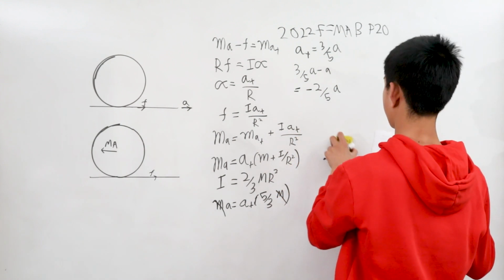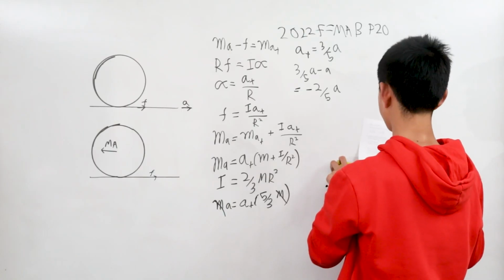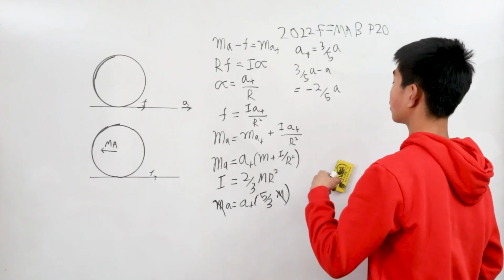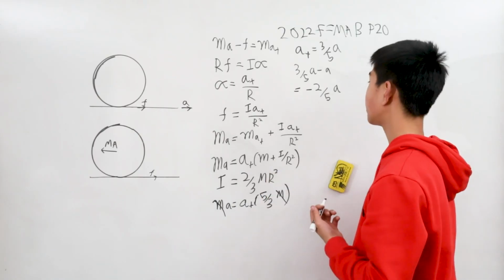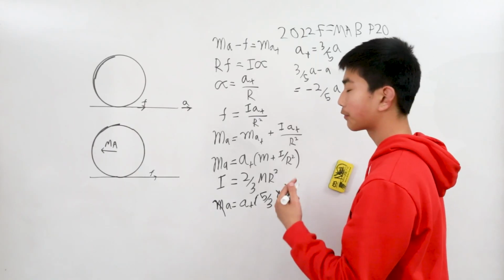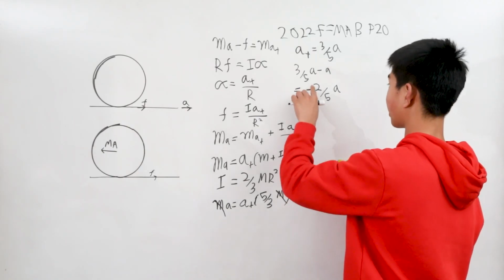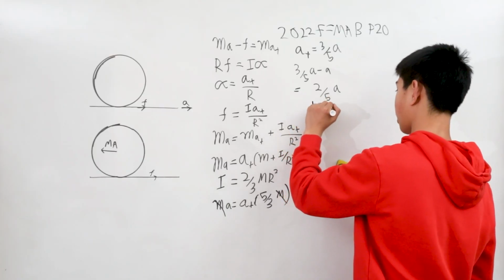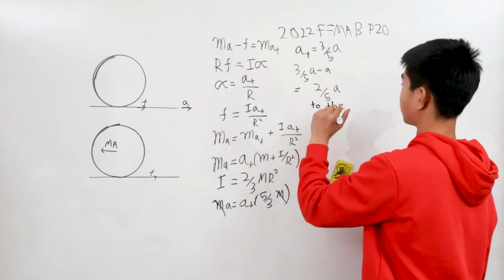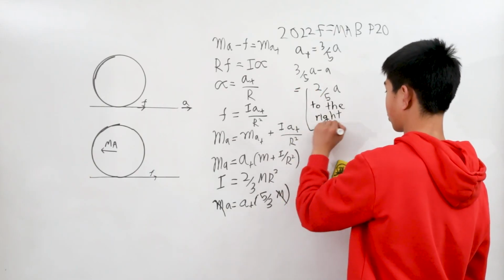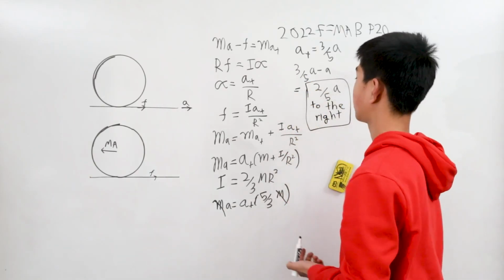Its translational acceleration is negative 2/5 a, but they won't take a negative answer. What this negative basically means in this context is, since we defined leftwards as positive, this being negative just means it's to the right. So we just write to the right, or find the one that says 2/5 a to the right on the test, which would be answer choice D. And so this is our answer.